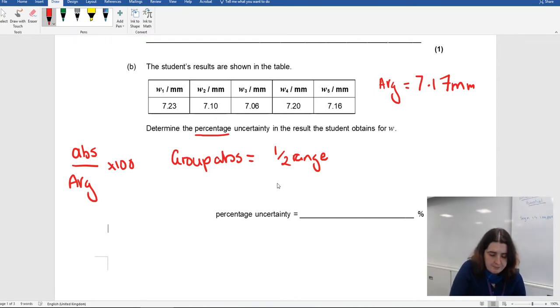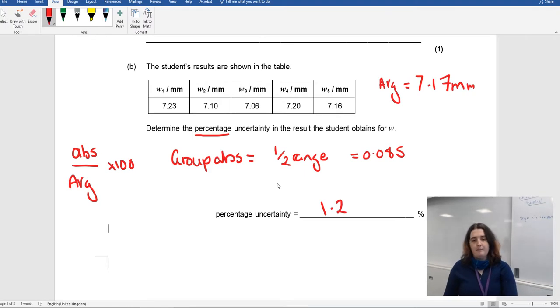My range is going to be the biggest take away the smallest. So I've got 7.23 minus 7.06 is 0.17. So I divide that by 2, and I get 0.085. Okay, so that's my absolute value. That is my average. So 0.085 divided by 7.17 times by 100, I get 1.2% uncertainty.